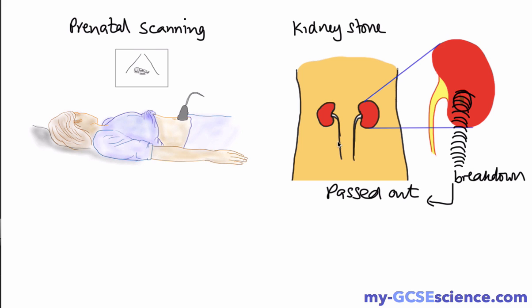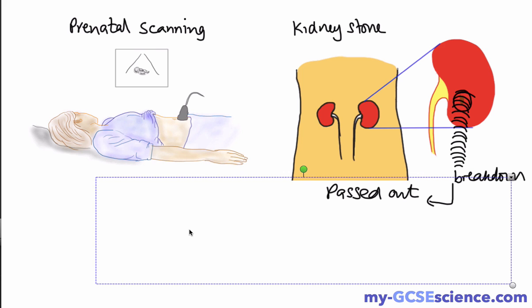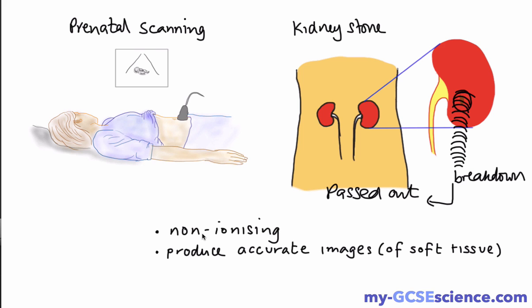The last thing I very quickly want to go through is just a quick comparison of ultrasound versus using X-rays, and the two key things really are that with ultrasound it's non-ionizing. X-rays, as you may have seen in the previous video, are ionizing and can lead to complications, even things like cancer, but ultrasound are non-ionizing. And also with ultrasound you can produce accurate images of the soft tissue. X-rays are less good at producing images of soft tissue, so in that way ultrasound is a little bit better than X-rays.